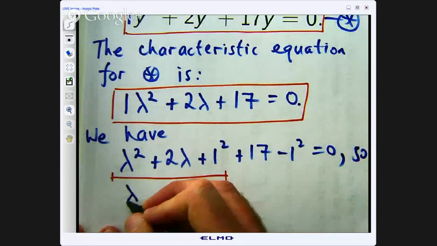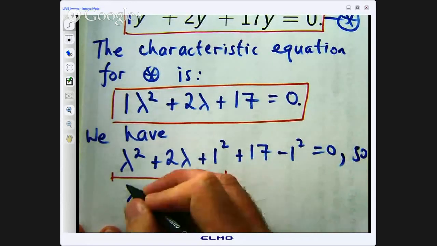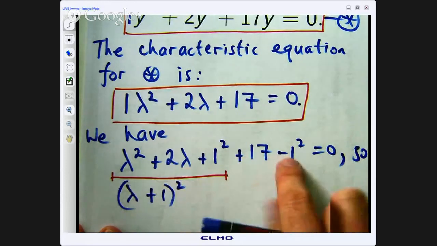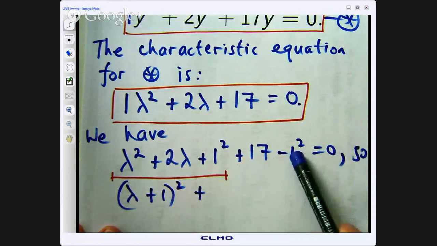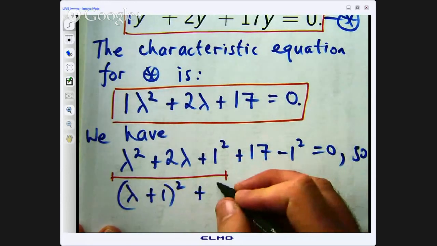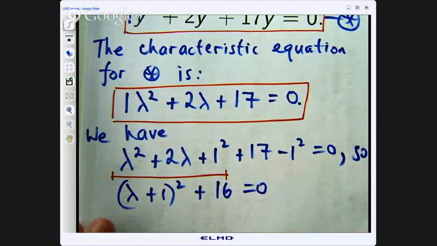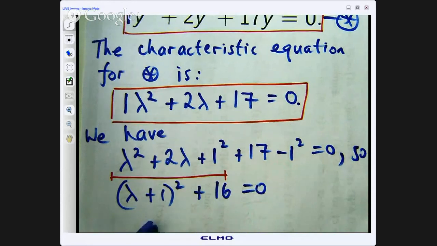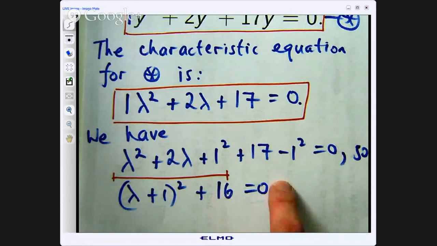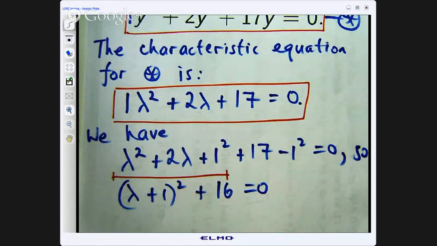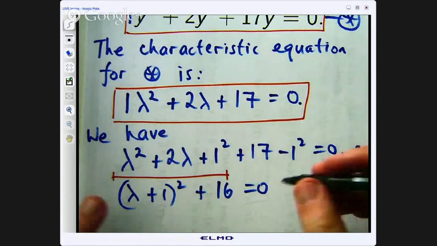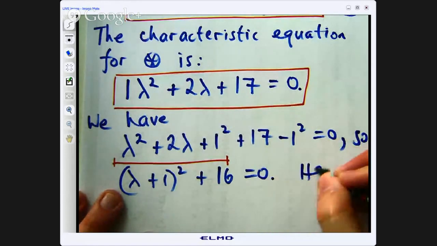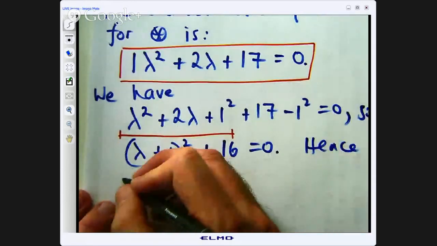So the left-hand side is this, plus, this is going to be 16, which is 4 squared. Okay? All right, so what I can do now is rearrange this bottom line. I can take the 16 to the other side and then take the square roots of both sides.